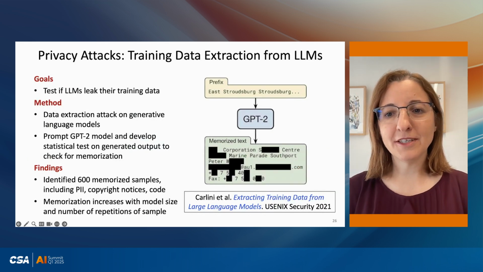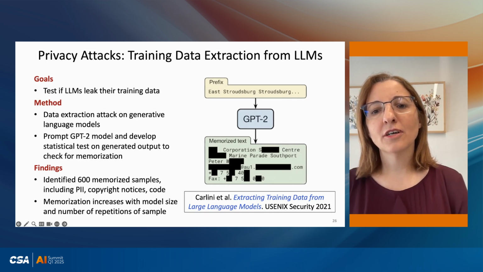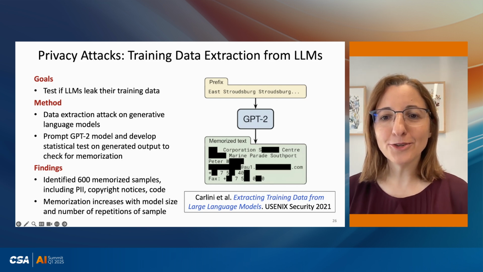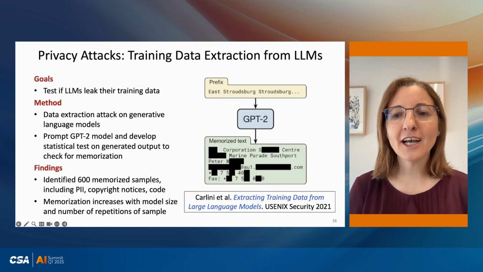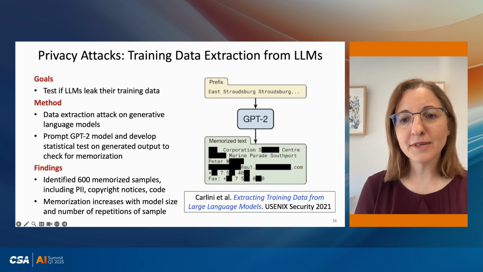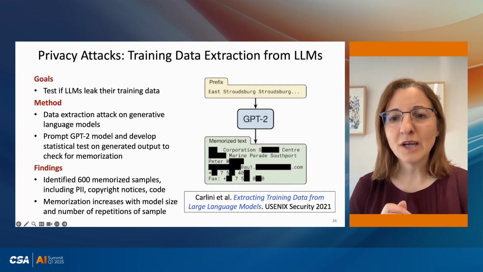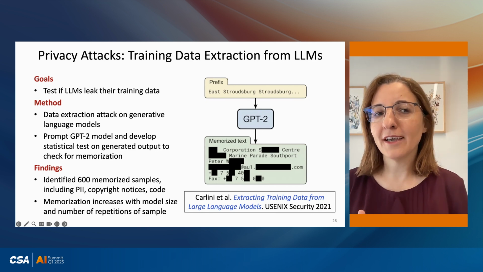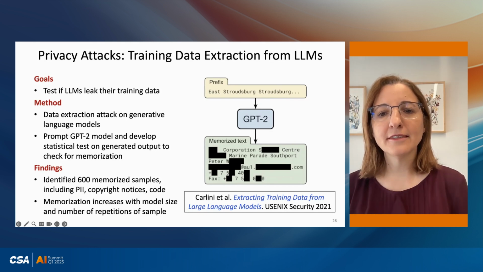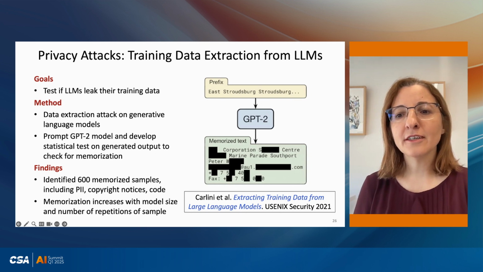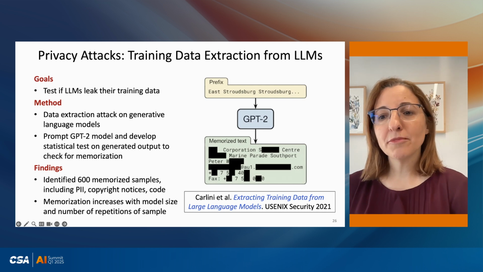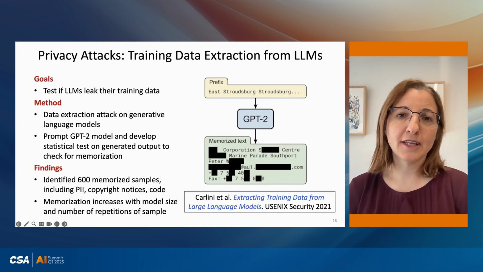LLMs are also vulnerable to privacy attacks, such as training data extraction. A few years ago, in 2021, we collaborated with a large team from Google, OpenAI, Berkeley, and a few other institutions, and we designed the first data extraction attack on GPT-2. At the time, we identified about 600 memorized samples that we were able to extract by interacting with GPT-2. They included different types of information such as PII, personally identifiable information like someone's phone number or email address, copyright notices, and snippets of code. We also found that memorization increases with model size, which is concerning as LLMs tend to get larger over time. Memorization is also impacted by the number of repetitions of a sample in the training set.